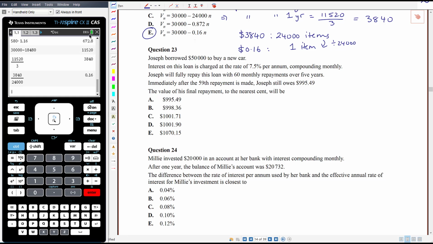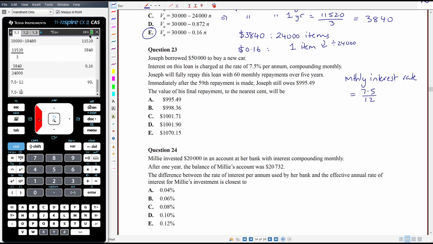Okay, so there's a couple of ways you can do this because they've given you quite a bit of information here. They've told you how much is still owing after the 59th repayment. Now, this won't be his final repayment, because that money is going to sit in the account for the last month and earn interest. So you could work this out by working out the monthly interest rate, which is going to be 7.5 divided by 12. Sorry, I did times 12. Let's fix that. 7.5 divided by 12 is 0.625.